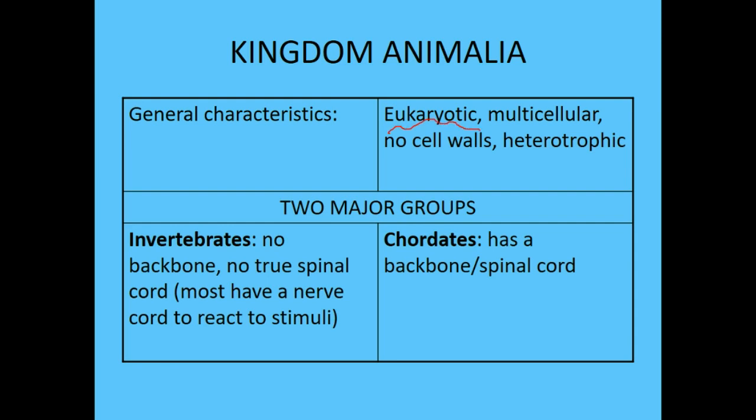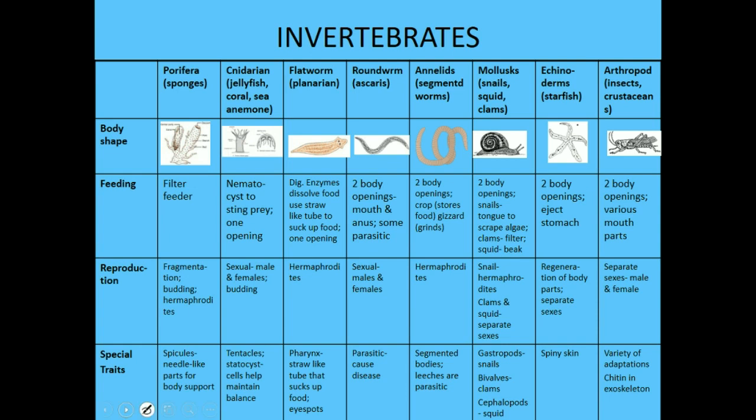They're eukaryotic, they're multicellular, they do not have cell walls, and they are all heterotrophic. You have two main groups: invertebrates and chordates. Chordates also are vertebrates, that's another name for them. Basically, invertebrates don't have a backbone, vertebrates do. That's the big difference.